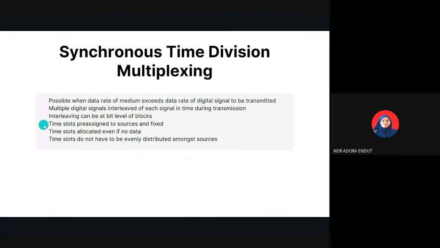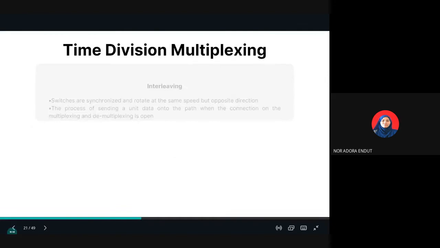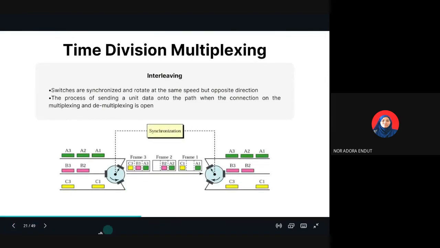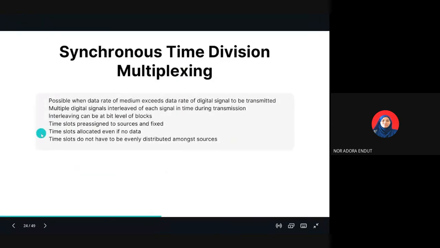So the time slots is pre-assigned to sources and fixed. Okay, so ni satu kelemahan untuk synchronous time division multiplexing. Okay, because bila dia fixed, the time slot are allocated even if there is no data to send. So contoh macam tadi, ni kan. So you have empty time slots. Walaupun kamu allocate dah time slot tu, tapi diorang tak ada nak hantar data. So contoh kalau kita hantar data yang berbentuk text, dia tak ada continuous stream of text. Sometimes ada peak hour kita hantar banyak, sometimes kita hantar sedikit, sometimes tak ada data pun nak dihantar. And okay, so itu kelemahan untuk synchronous time division multiplexing.